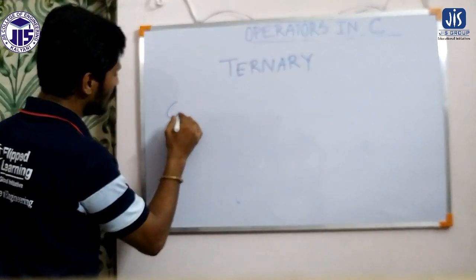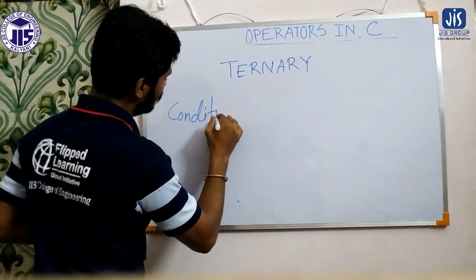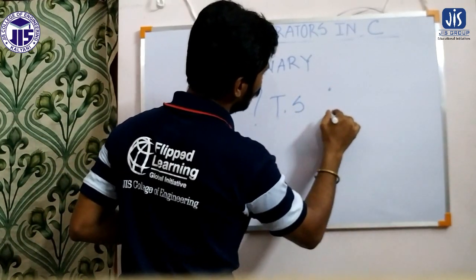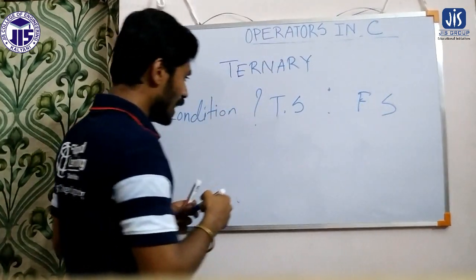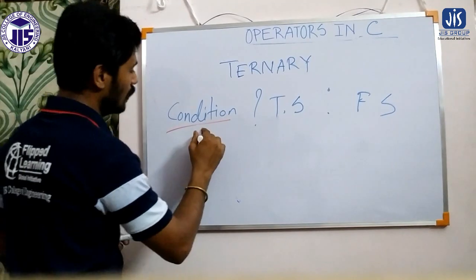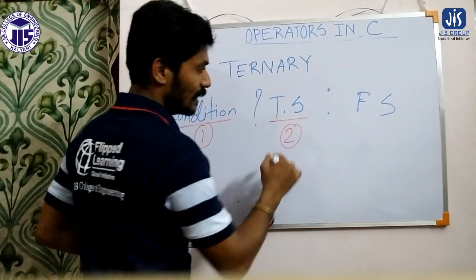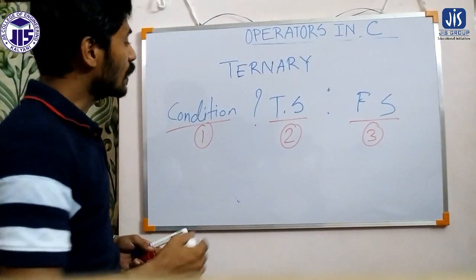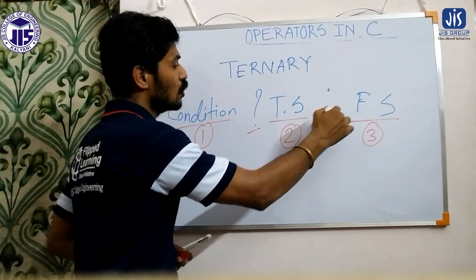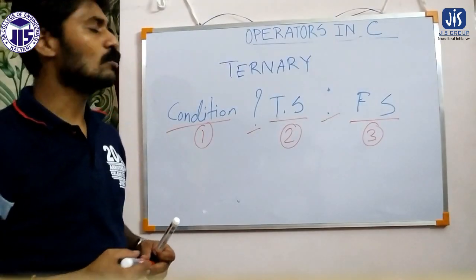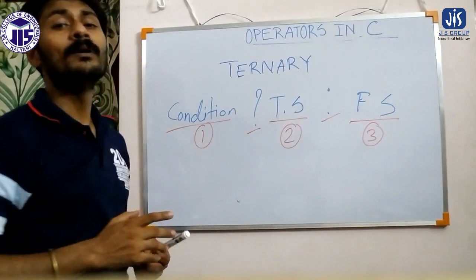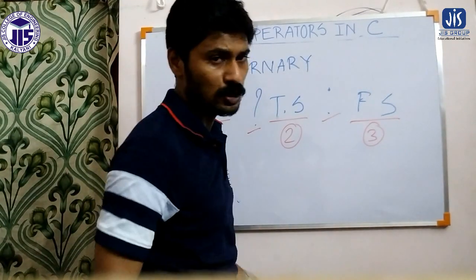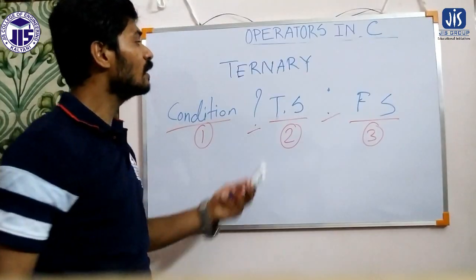Ternary operator means condition, question mark, true statement, colon, false statement. So here you can see how many arguments there are. Condition is number 1, true statement is the second argument, false statement is the third argument. So to execute this conditional operator, 3 arguments are required. The first argument is the condition, the second argument is the true statement, the third argument is the false statement. That's why this conditional operator is called the ternary operator.